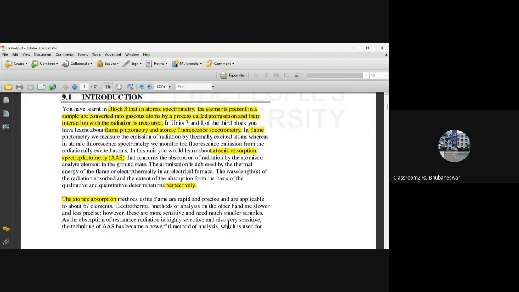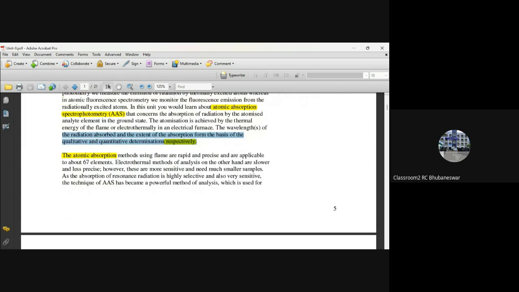So the atomization is achieved by the thermal energy of a flame or electrothermally in an electrical furnace. The wavelengths of the radiation absorbed and the extent of absorption form the basis of the qualitative and quantitative determinations respectively. So by using the wavelength of radiation that is absorbed, you can indirectly calculate the concentration of the analyte you want to study using the Beer-Lambert law. How we'll do that, we'll see in subsequent sections and understand it clearly.